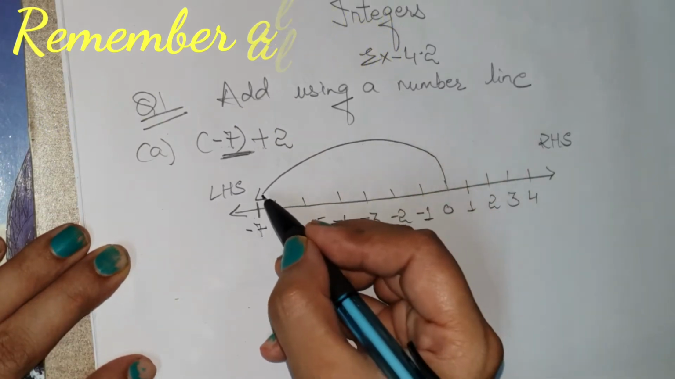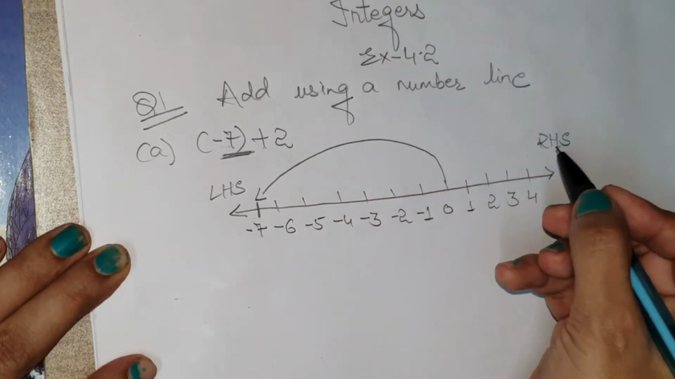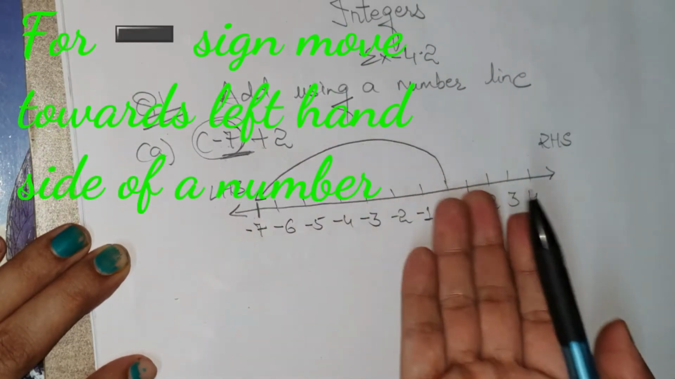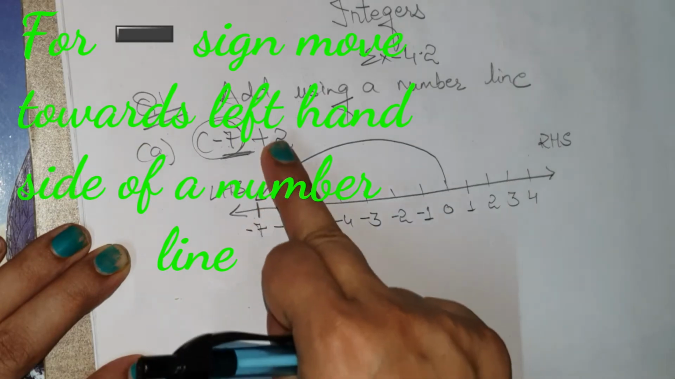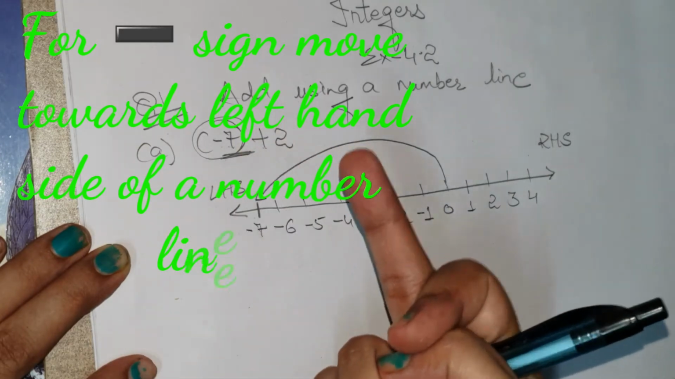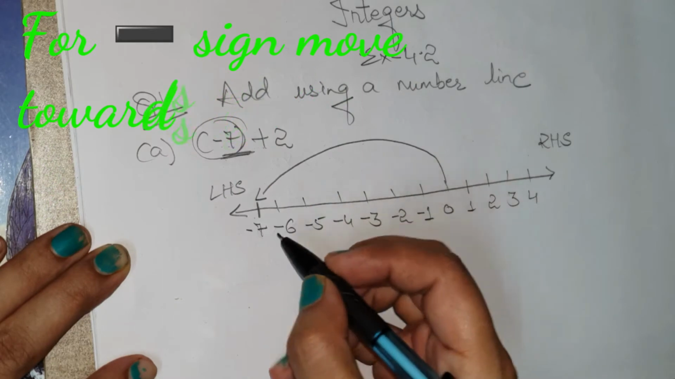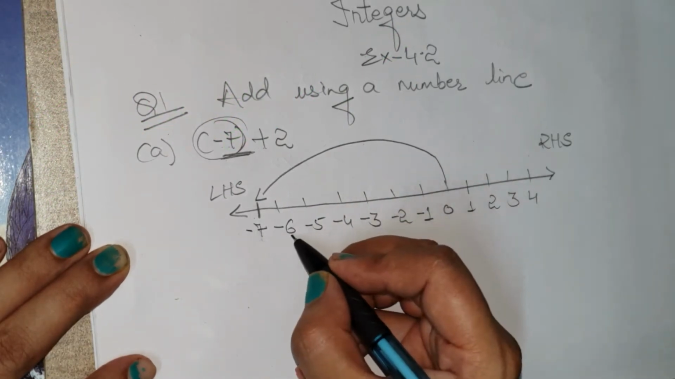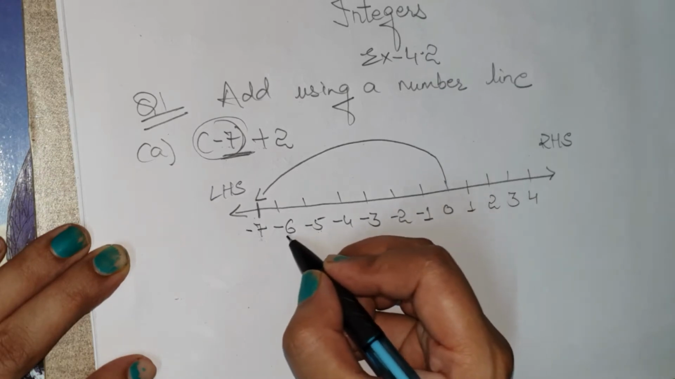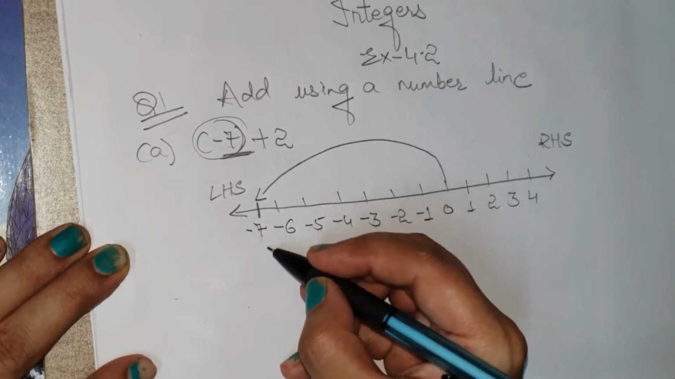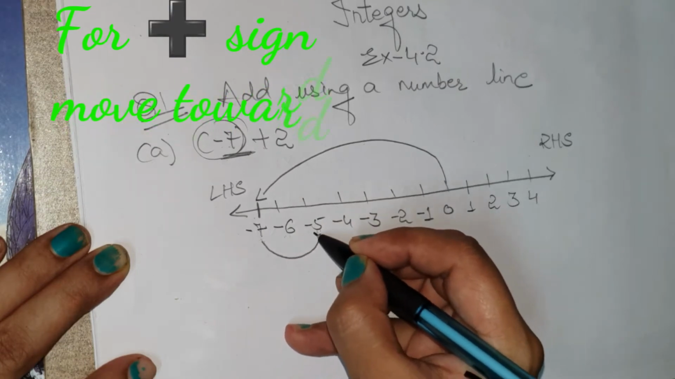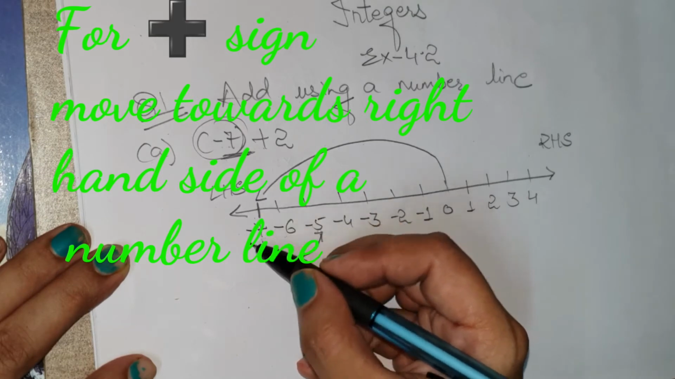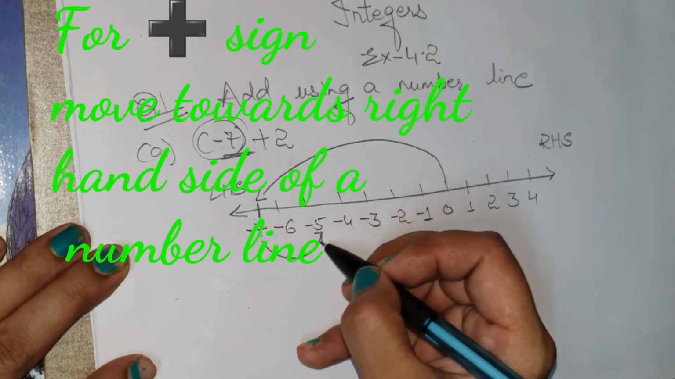For plus you have to move towards the right hand side, and for minus you have to move towards the left hand side. First was -7, so we moved towards the left hand side. Now it is +2, so we will move 2 steps towards the right hand side. You will not count this 7; count 2 steps leaving 7. So 1, 2. You will come like this.